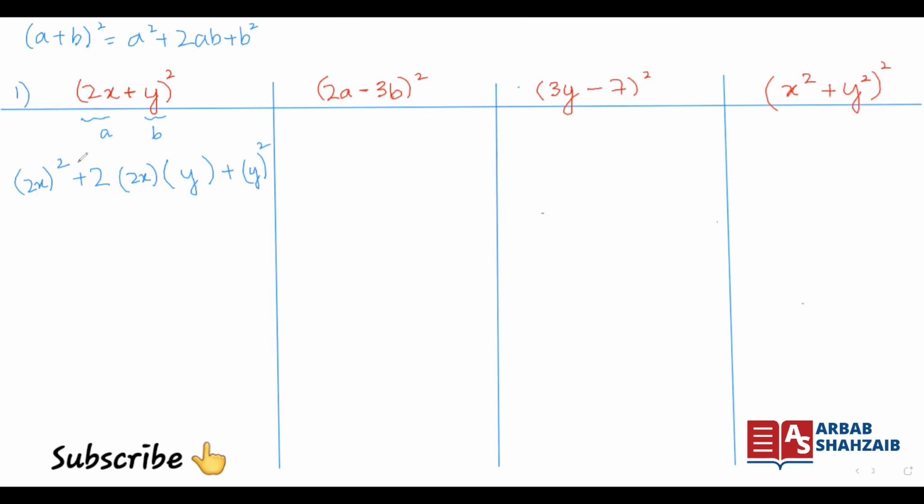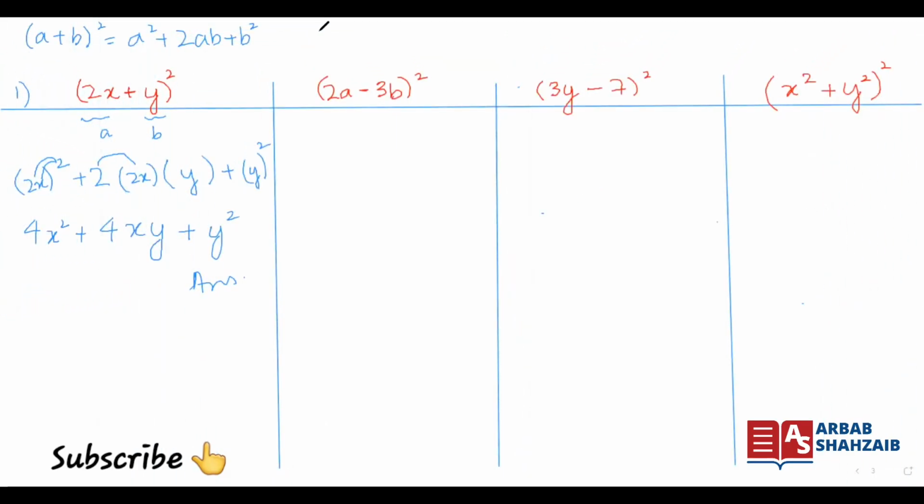Okay, so now this square will be applied on 2 and x both. So 2 square is 4, x square plus 2 times 2 is 4, and then x times y is xy plus y square. This is the answer. It's very easy because the formula is with plus sign. Just you need to keep the empty spaces for both terms a and b, and you can put the values to get the answer.